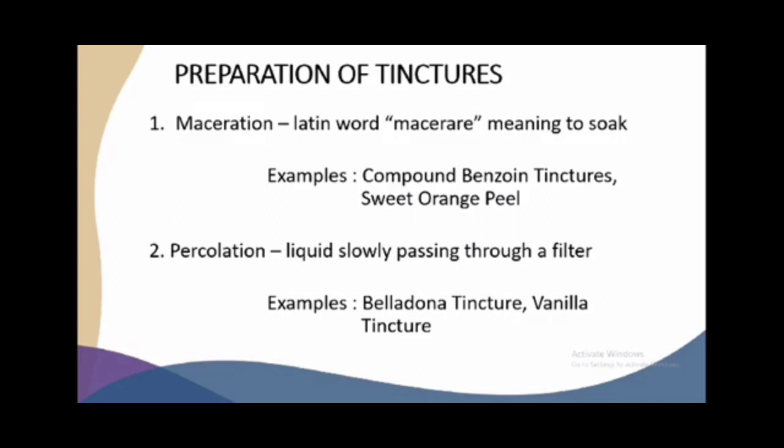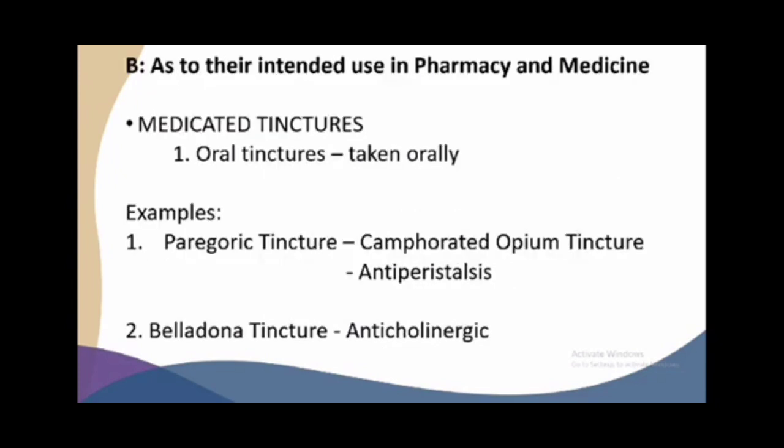Another method for the extraction method is the percolation method. This is a process wherein a liquid is slowly passing through a filter. An example of this is the Belladonna tincture and the vanilla tincture. So we are now done with the methods of preparation for the tinctures. Now we are going to discuss the intended use in pharmacy and medicine of the tinctures.